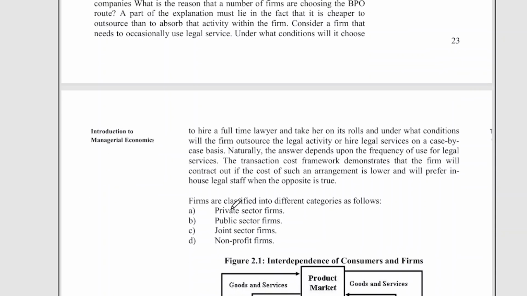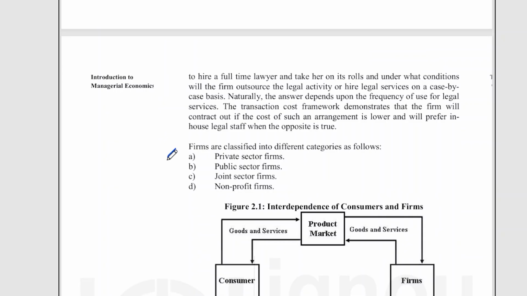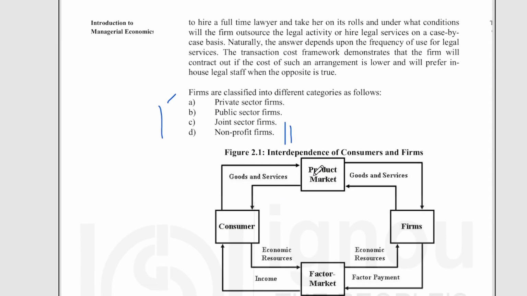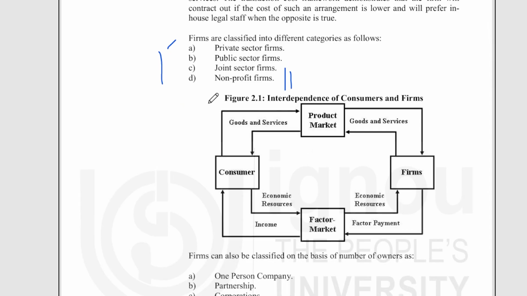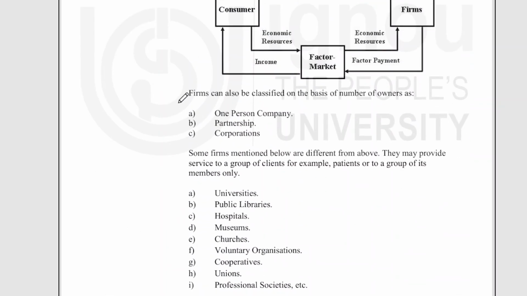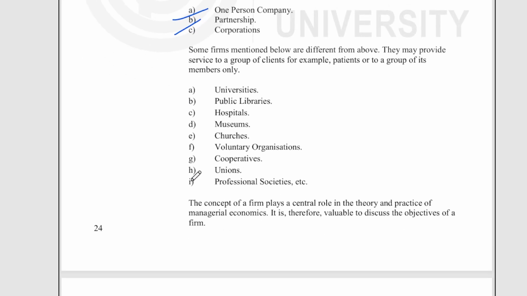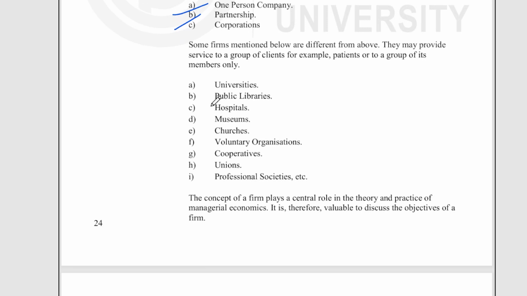Firms are classified into different categories: private sector, public sector, joint sector, and non-profit firms. Here is a figure showing the interdependence of consumers and firms: the product market with goods and services, the firm, the factor market, and the consumer. Firms can also be classified on the basis of the number of owners: one-person company, partnership, and corporation. And some firms mentioned below are different from the above.